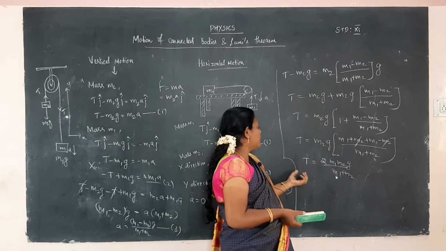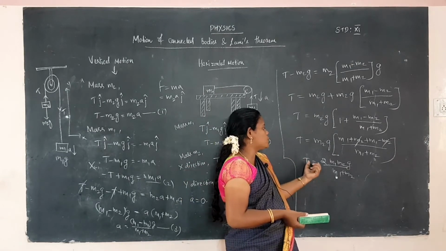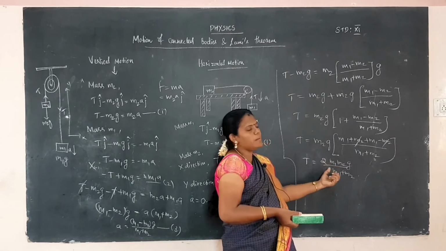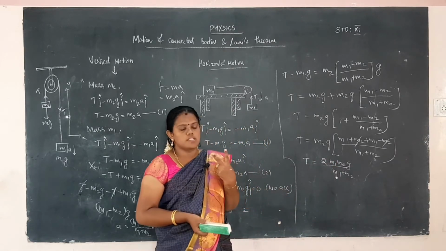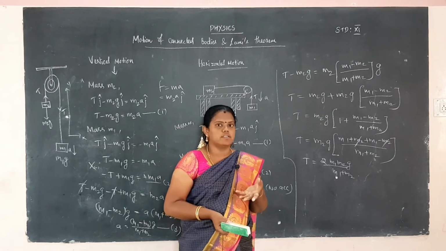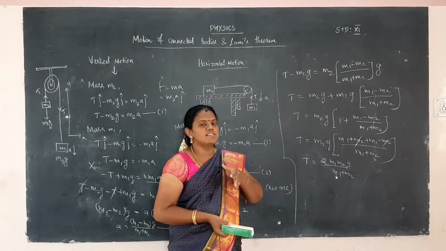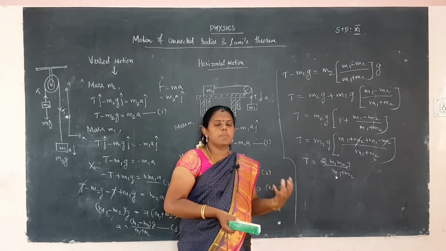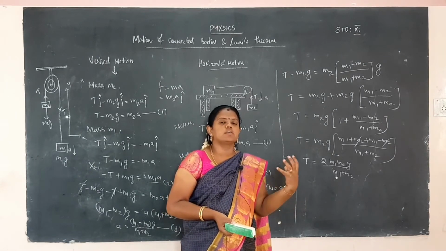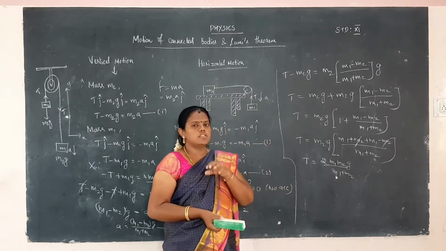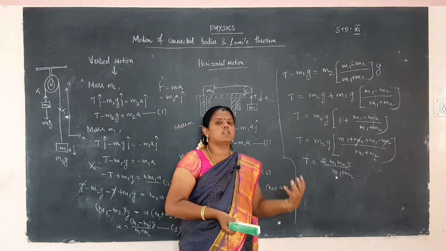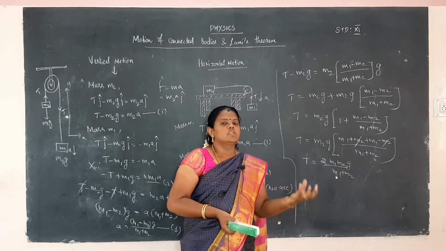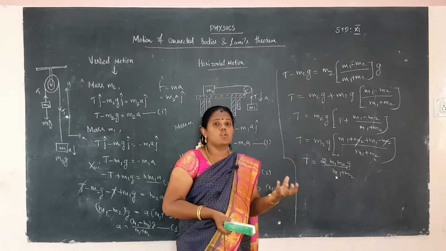So the tension value is T is equal to 2 m1 m2 g by (m1 plus m2). So these two bodies are connected vertically. Now we have to consider one body at rest on the table, and another body connected to the first object and hanging on the other end.